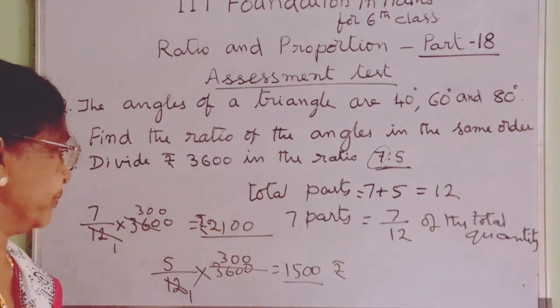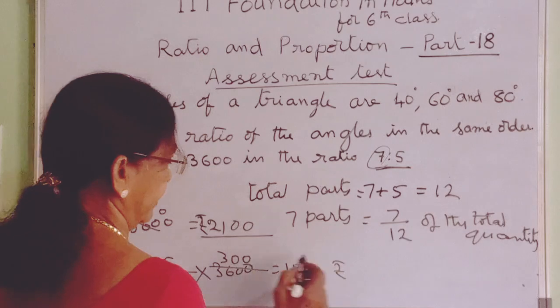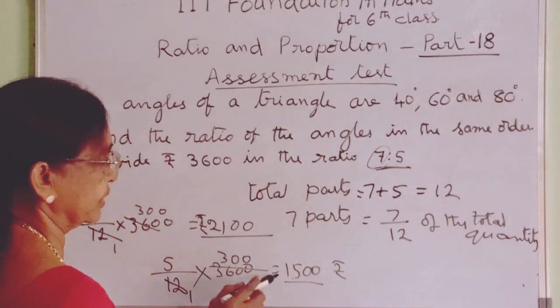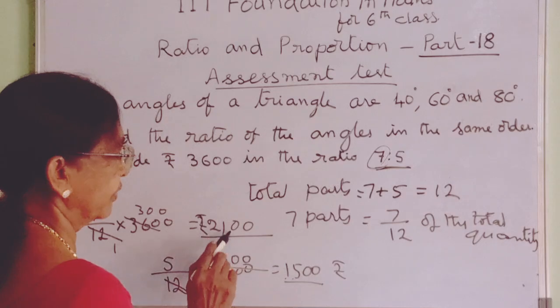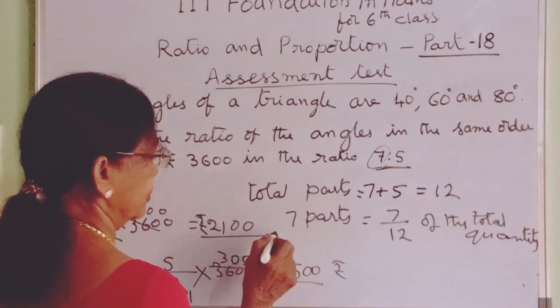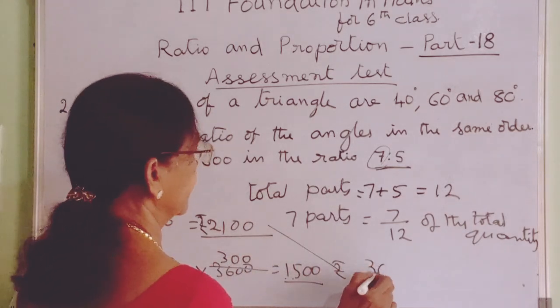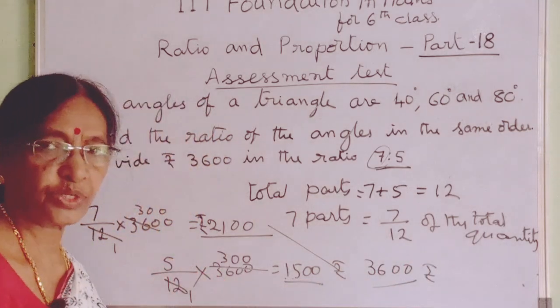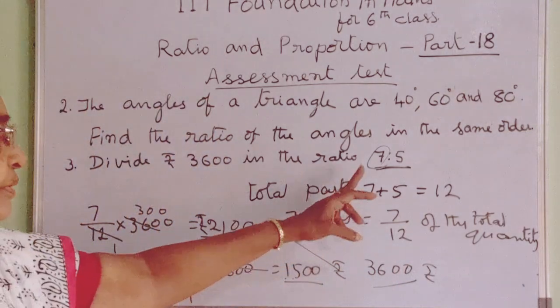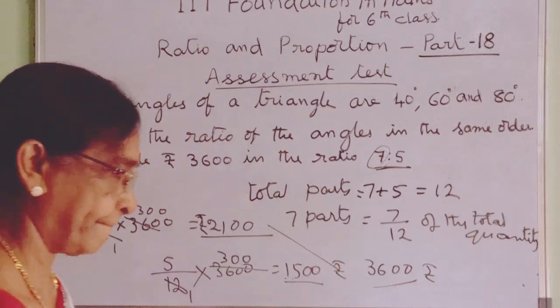Let us see the sum. 2100 and 1500: 2000 and 1000 is 3000, 100 and 500 is 600. So the sum of these two is 3600 rupees. Therefore our distribution is correct according to 7:5.